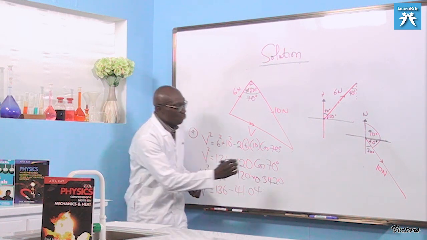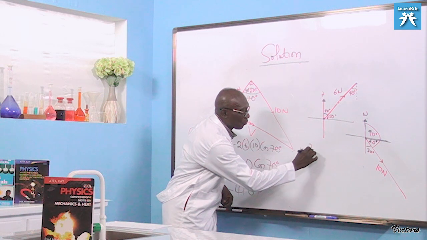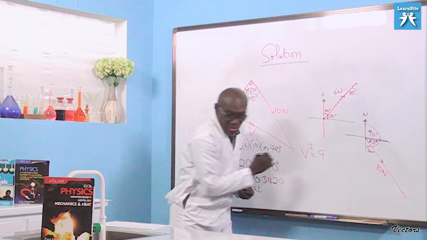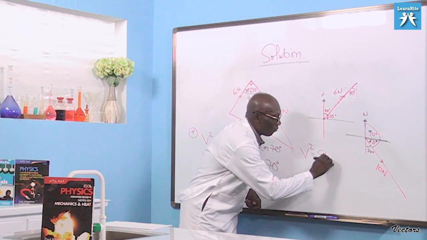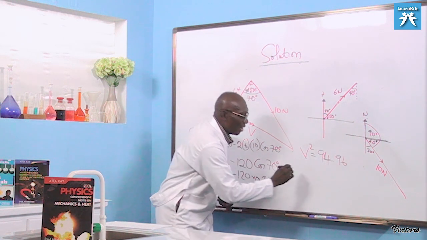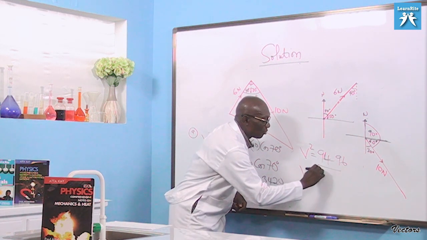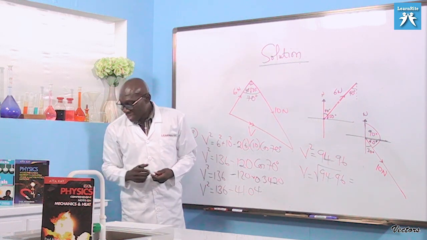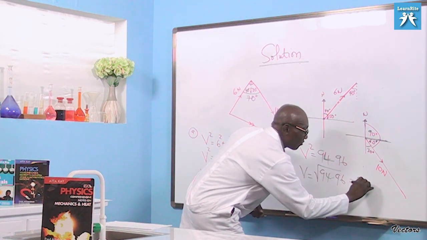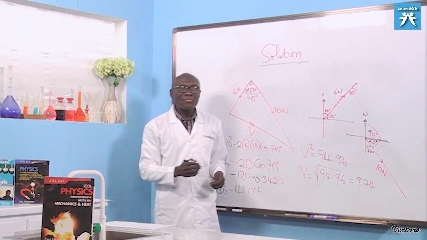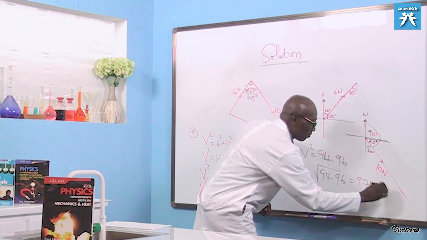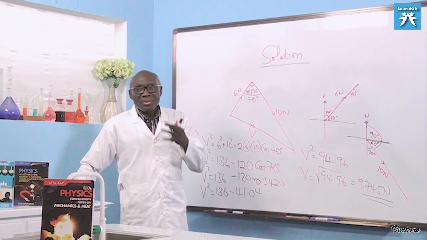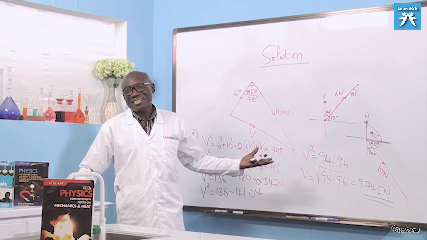All right, so v squared, when you subtract, you are getting 94.96. And so v will simply be the square root of 94.96, giving us the answer of 9.745 newtons. So students, that is it.